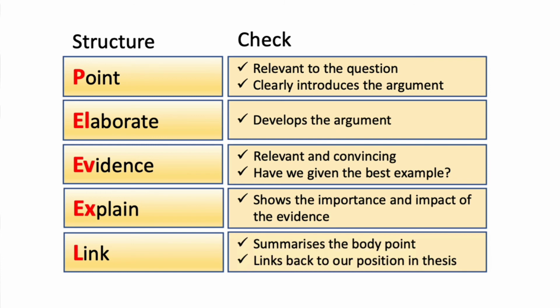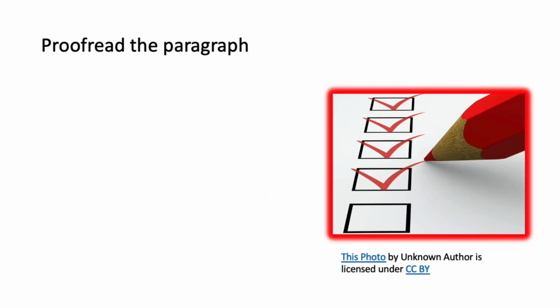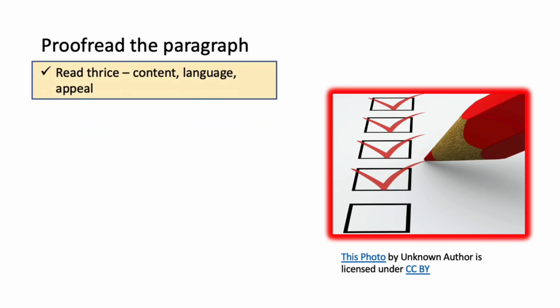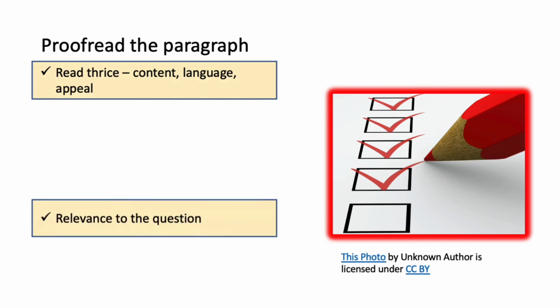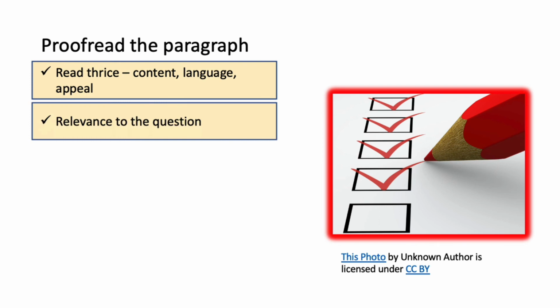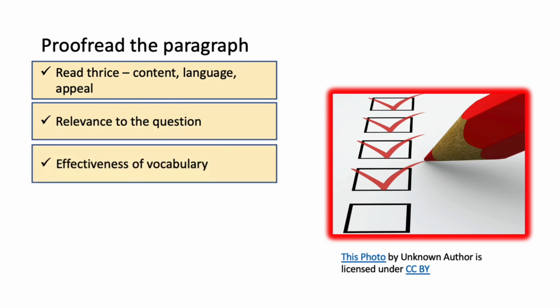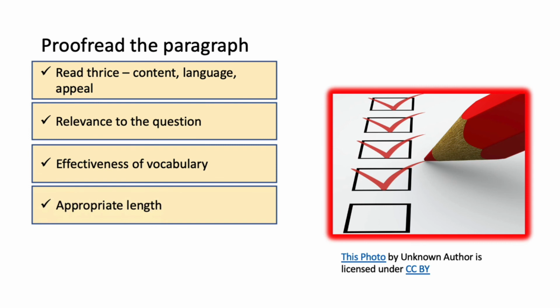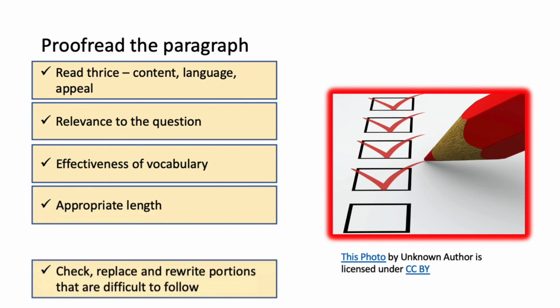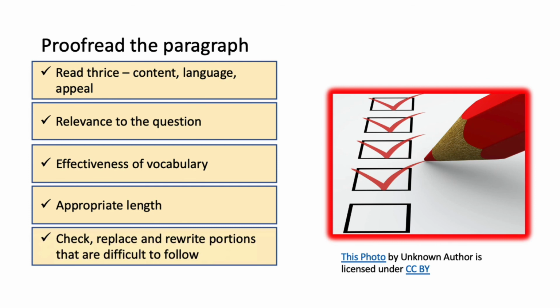Finally, very important, always proofread your paragraph. Read it thrice to check for content, use of language, and appeal. If you can, read it aloud to yourself. Check, is the paragraph relevant to the question? Is the vocabulary effective? And is the length appropriate? Does it sound convoluted or unclear? If it does, rewrite the extraneous parts and check it again.